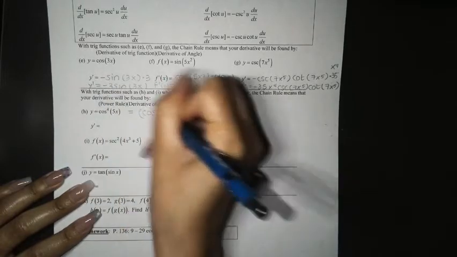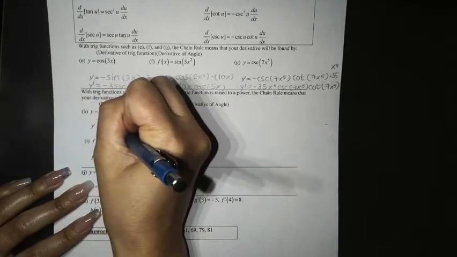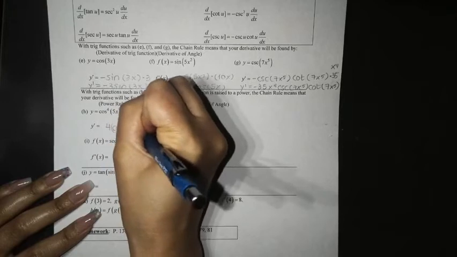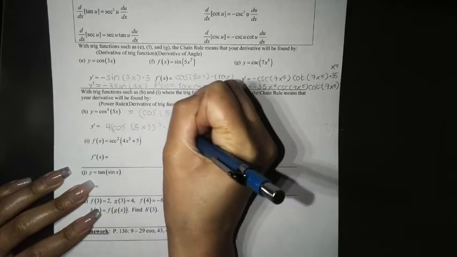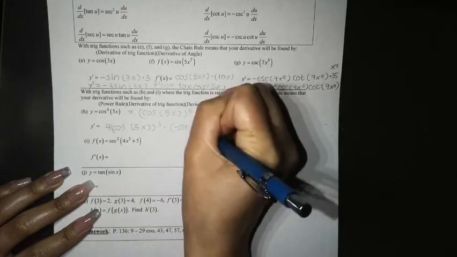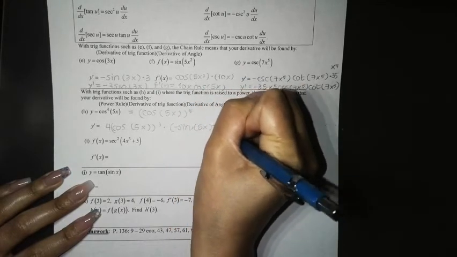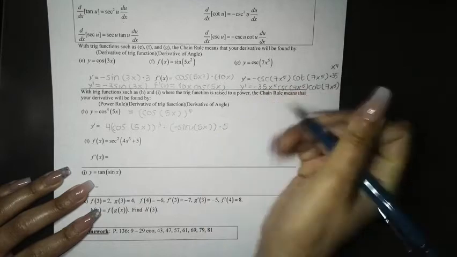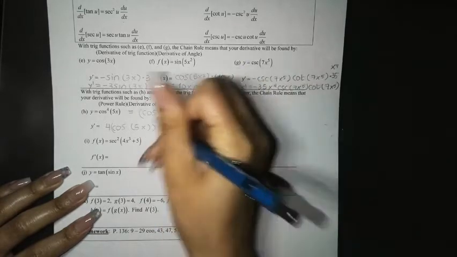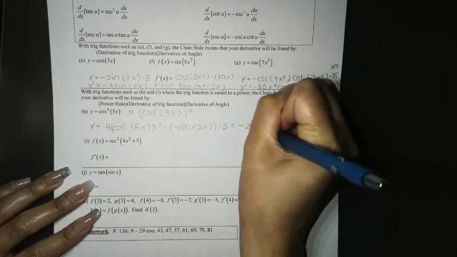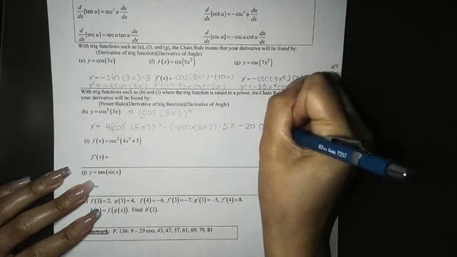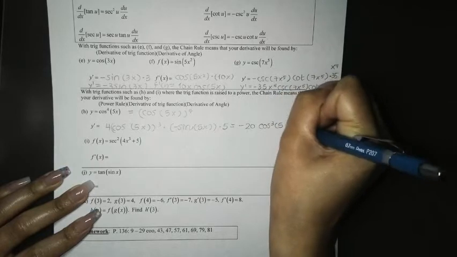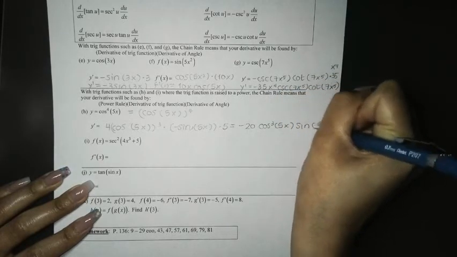So the derivative of this equation is going to be 4 cosine of 5x, close it, to the power of 3, times the derivative of the inside, which is going to be negative sine of 5x, times the derivative of the inside, which is 5. So if you want to rewrite this, it is going to be equal to negative 20 cosine cubed of 5x times sine of 5x.